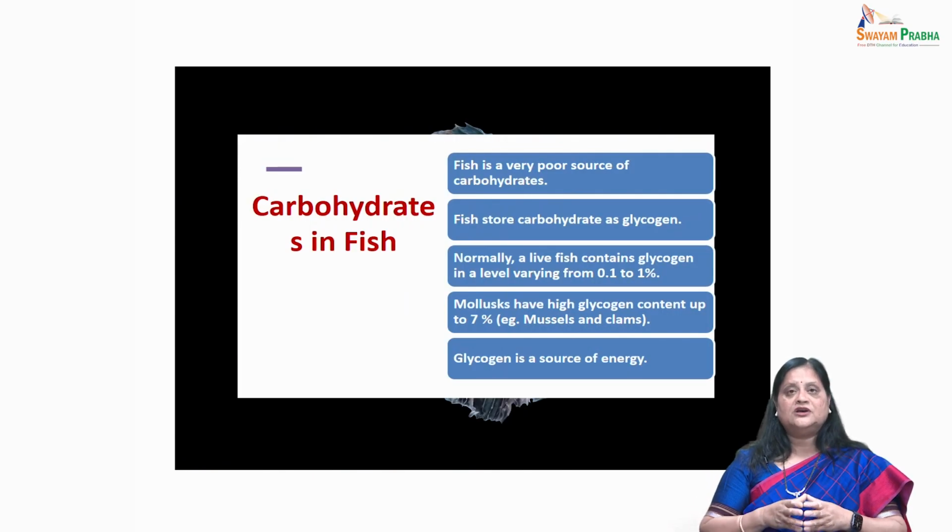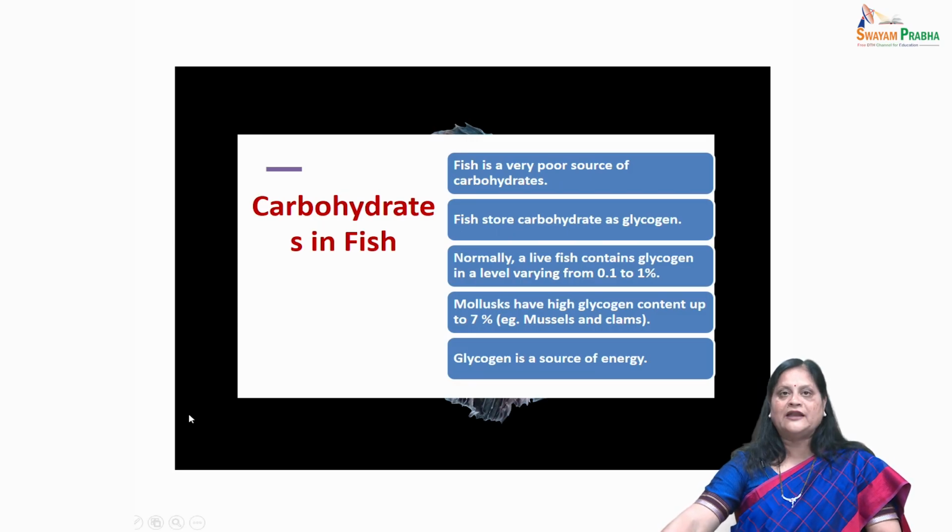Carbohydrates in fish. Fish is a very poor source of carbohydrates. Fish stores carbohydrate as glycogen. Normally, a live fish contains glycogen at a level varying from 0.1 to 1%. Mollusks have high glycogen content, up to 7%. Glycogen is a source of energy.